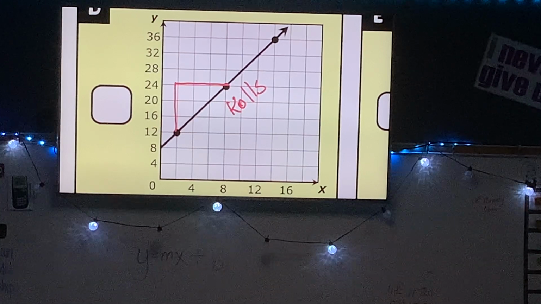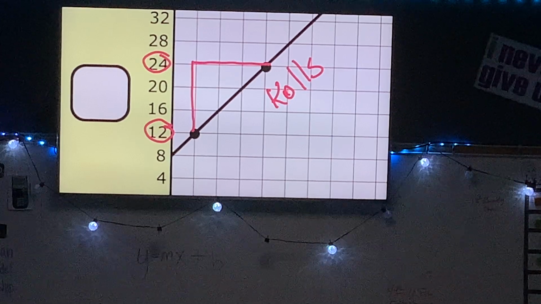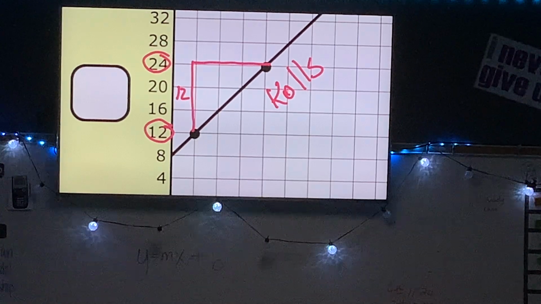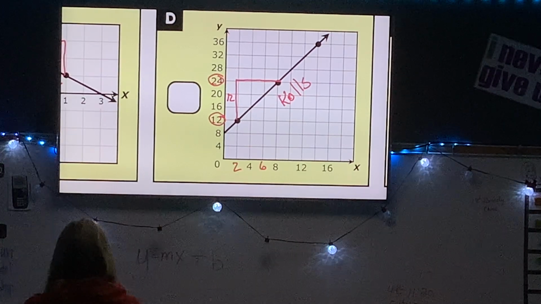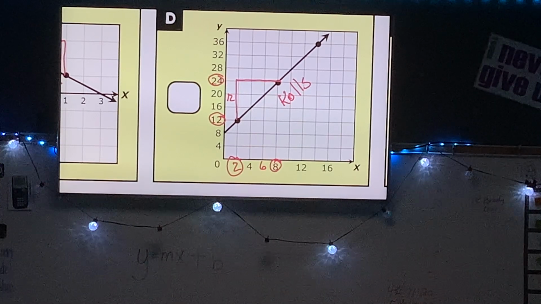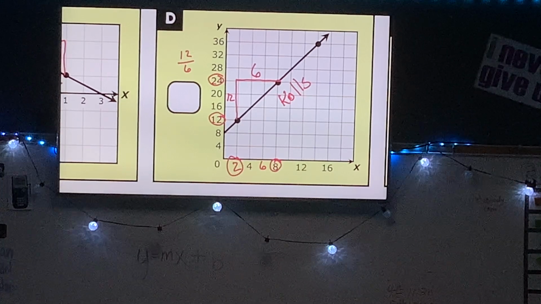E. Let's circle our numbers on our side. I'm going from 12 to 24. I'm going 12. Do you see that? They're trying to get you with those numbers, so be very, very careful with that. Okay? Now I'm going from 2 to 8. How many is that? 6. And what is 12 over 6? It's what? 2.